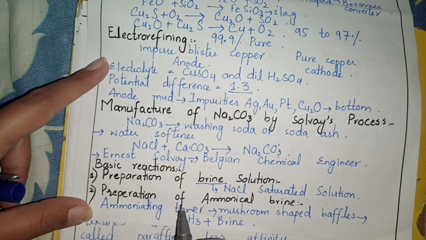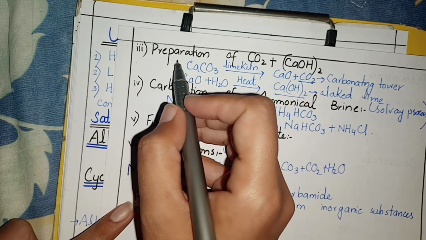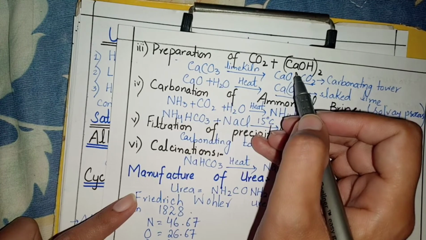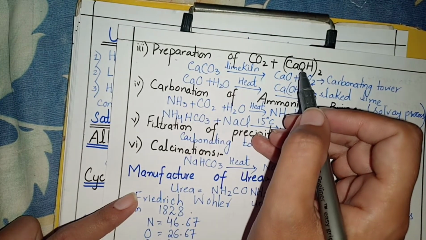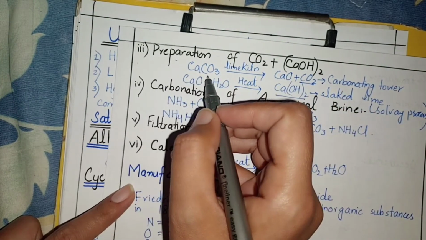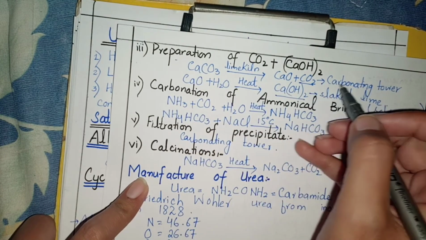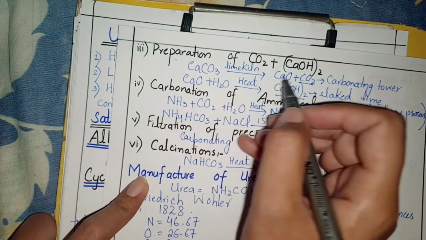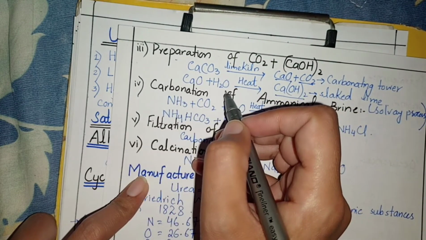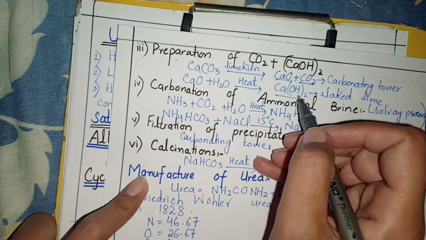Then the preparation of ammonical brine. Ammonical brine means the NaCl combined with ammonia in an ammoniating tower, which is fitted with mushroom shaped baffles. Then the third process is preparation of carbon dioxide and calcium hydroxide, slaked lime. Calcium carbonate in a lime kiln will form calcium oxide and carbon dioxide. Calcium oxide combined with water will form calcium hydroxide.